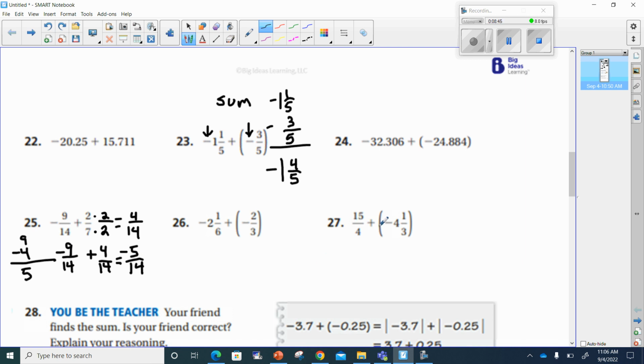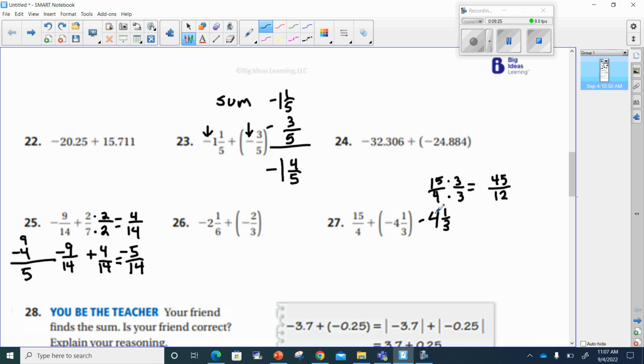Number 27. Once again, we got different denominators. I'm going to stack this one up here. We got 15 over 4, and then we're subtracting 4 1/3. We're going to have to get common denominators. I know that 4 times 3 is going to be 12. So I can rewrite this by multiplying by 1 in the form of 3 over 3. And that gives me 15 times 3 is 45, and then 4 times 3 is 12.